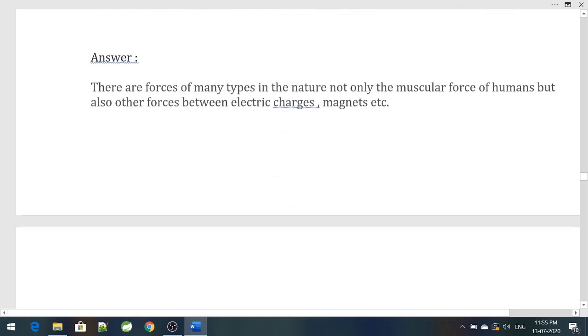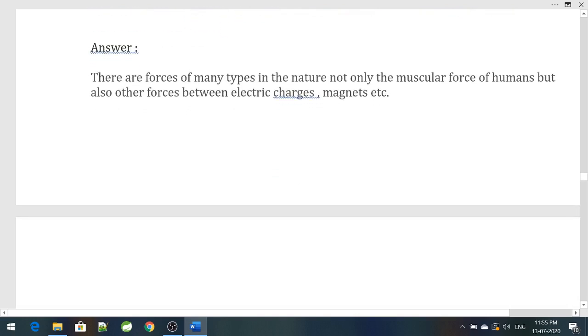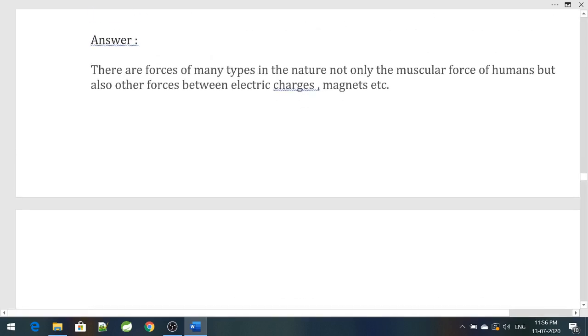These are all things we have done. You have also done it, I think, by combing your hair and putting the comb in front of pieces of paper. It will just attach to the comb. That produces electrostatic charges. Okay, so let's see the answer.